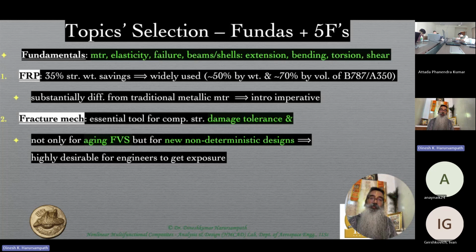The second F that we will be considering in this course, again very superficially, is the fracture mechanics aspect. Essentially, you understand what mechanics means, but here we are talking of the mechanics of the fracture. How is the fracture initiated? How does it grow?